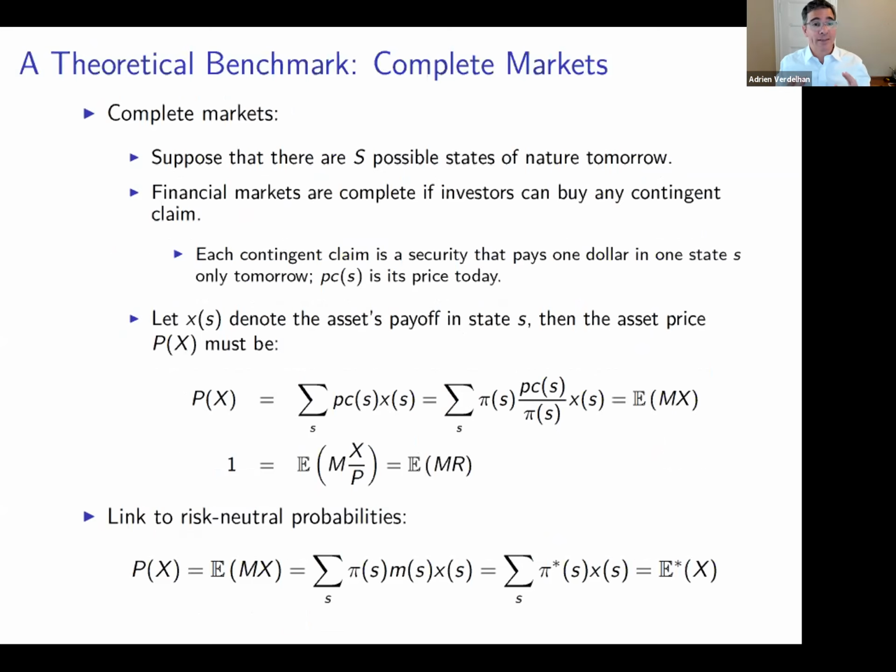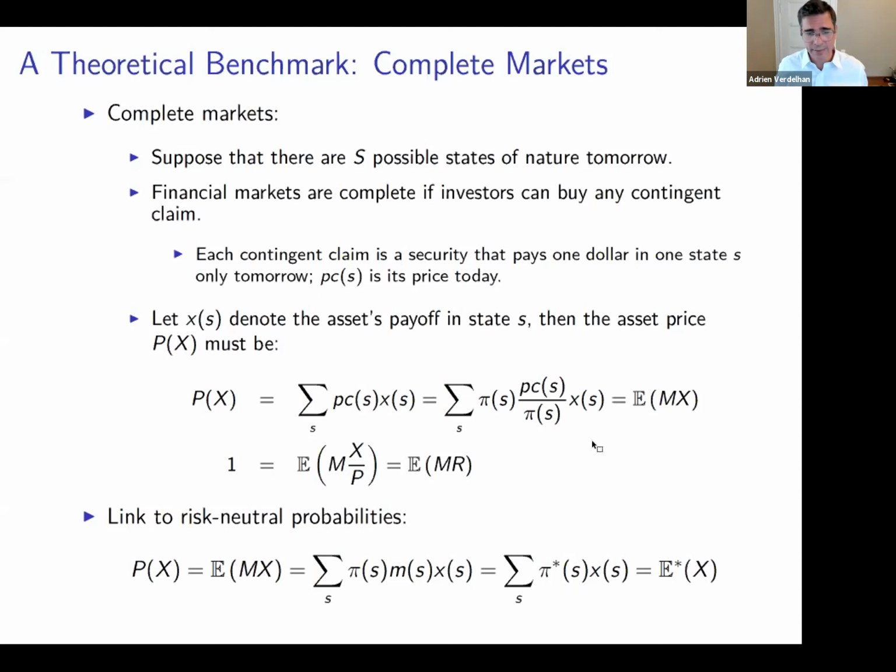Now, if you make that assumption, which we all know is wrong, but still it's a very convenient way to think about the world. It's a benchmark. If you make that assumption, you know what the price of an asset is. It depends on the payoff of that asset in every state times the price of the contingent claim for that state. So that's a simple definition of the price of an asset. This assumes that you know what the price of this contingent claim is.